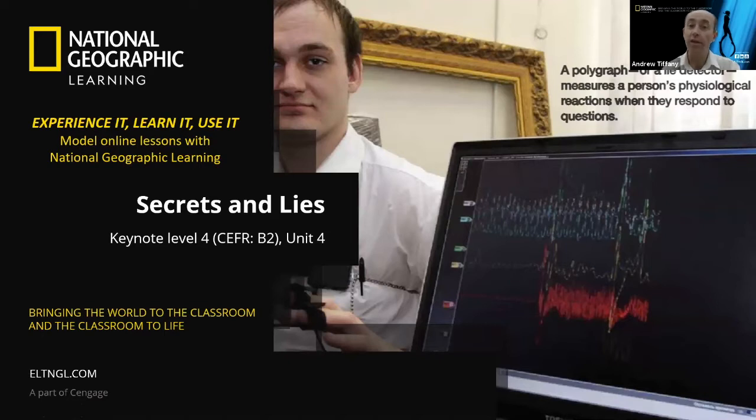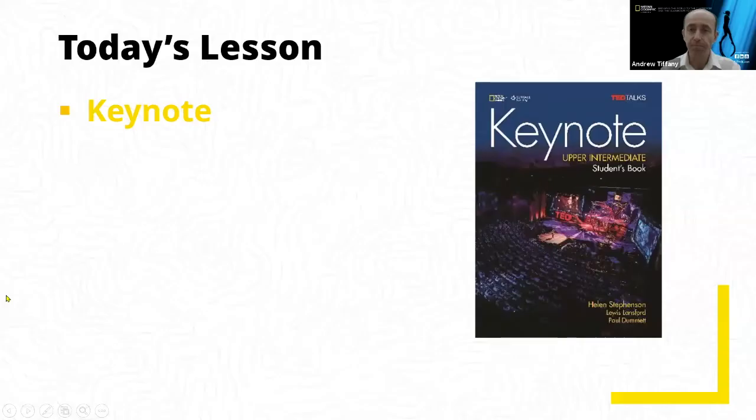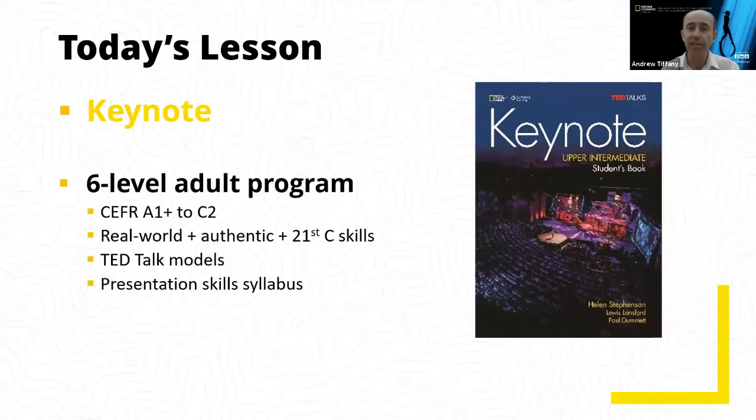So we're in the Experience It, Learn It, Use It webinars, where we're really looking at modeling online lessons with National Geographic Learning. And what we're looking at today is this particular topic, Secrets and Lies from Keynote. Okay, so let's find out a little bit more about Keynote before we get started. So what is Keynote? Keynote is a 6-level adult program.